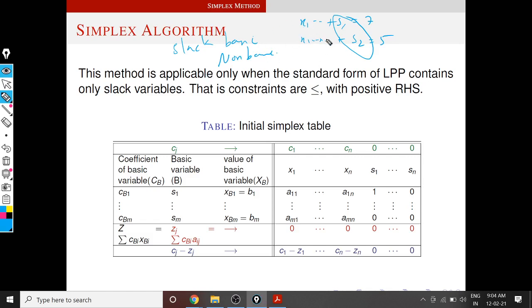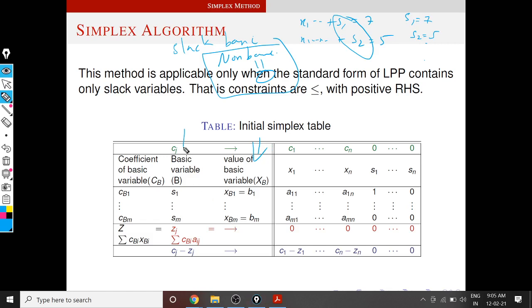And we know that when we solve a system with the basic and non-basic concept, we treat all the non-basic variables as 0. So first of all we set all the decision variables to 0. If all the decision variables are 0, then from the first equation we get s1 equal to 7, from the second equation s2 equal to 5, like that. So this is the value of the basic variable.